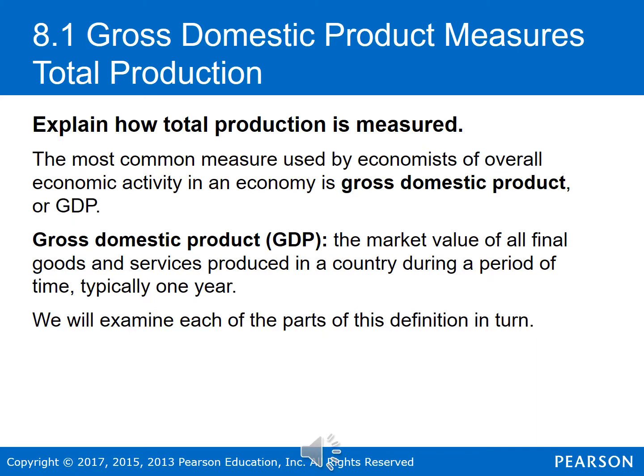In the press, especially the financial press, like the Wall Street Journal, you'll typically see headlines about GDP. So, second quarter GDP rose 3.1%. GDP stalls this month. Things like that. So let's look at what GDP measures and how it measures total production.